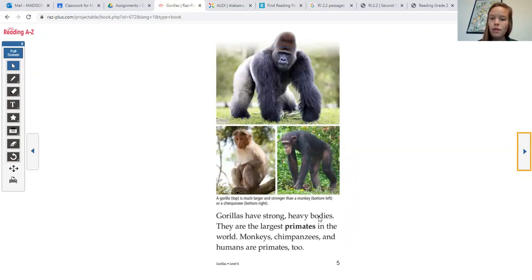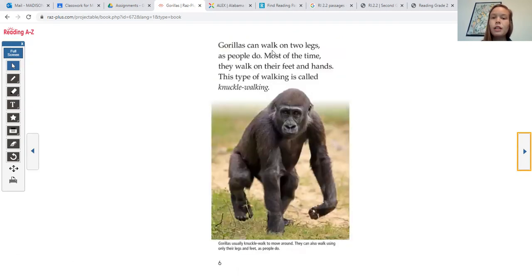Gorillas have strong, heavy bodies. They are the largest primates in the world. Monkeys, chimpanzees, and humans are primates too. Gorillas can walk on 2 legs, as some people do. Most of the time, they walk on their feet and hands. This type of walking is called knuckle walking. Okay, now we're going to keep on going.